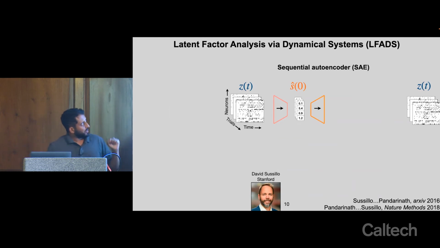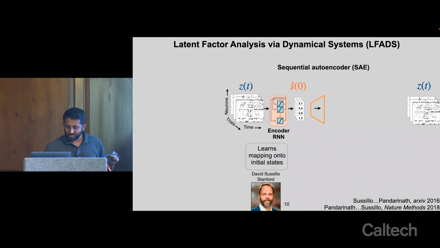So we're using something called a sequential autoencoder. It's just like the autoencoders I was telling you about this morning, but the difference is that instead of those multi-layer perceptron feed-forward networks, we're using, again, this is work with David, recurrent neural networks.